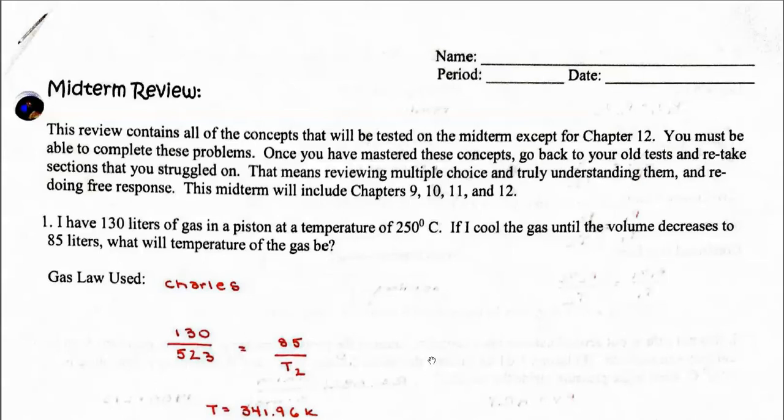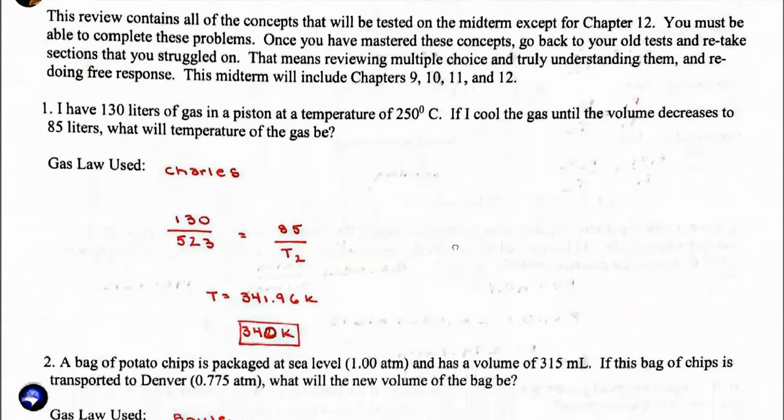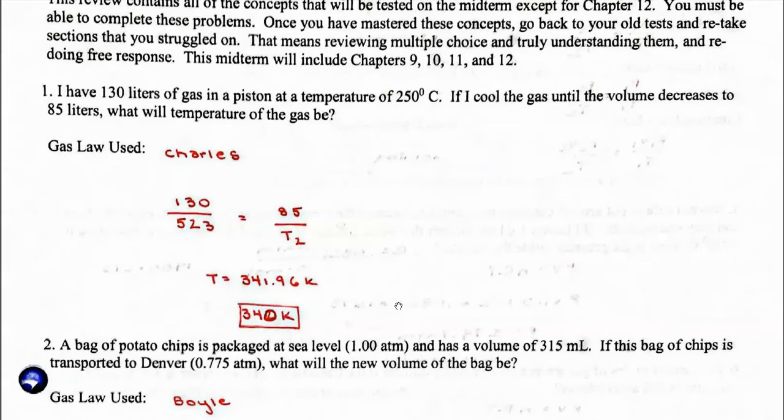Okay, so I'm going to start with the first question. The gas law that's used here is Charles' law, and the way that I know that, I'm dealing with volume and temperature, but I'm not dealing with pressure. Pressure is staying constant. So as a result, I'm using Charles' law, which is V1 over T1 equals V2 over T2. The thing you need to remember is that you cannot be in Celsius. You need to convert to Kelvin, and so that's what I did here. I added 273 plus this 250 and got 523.